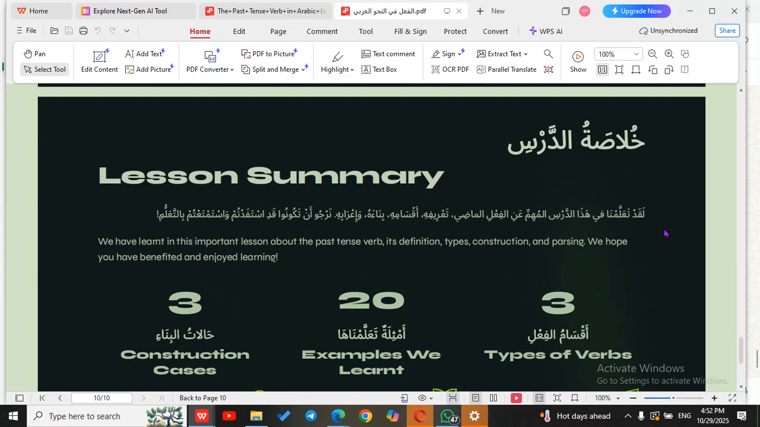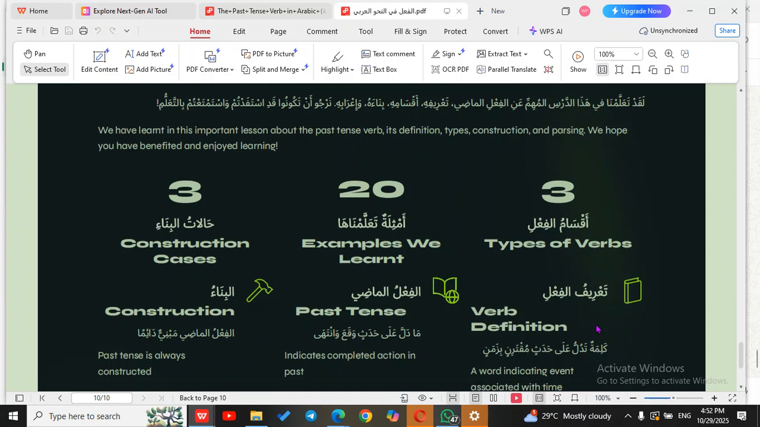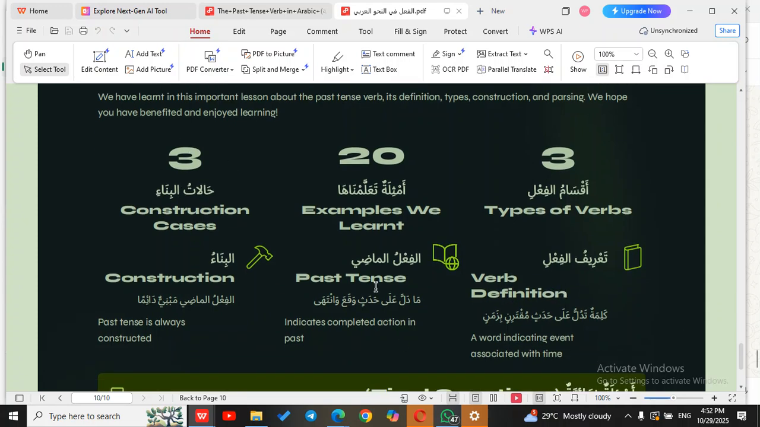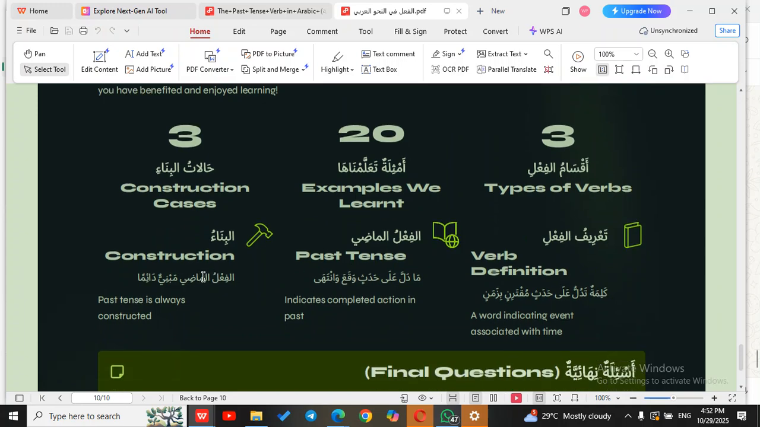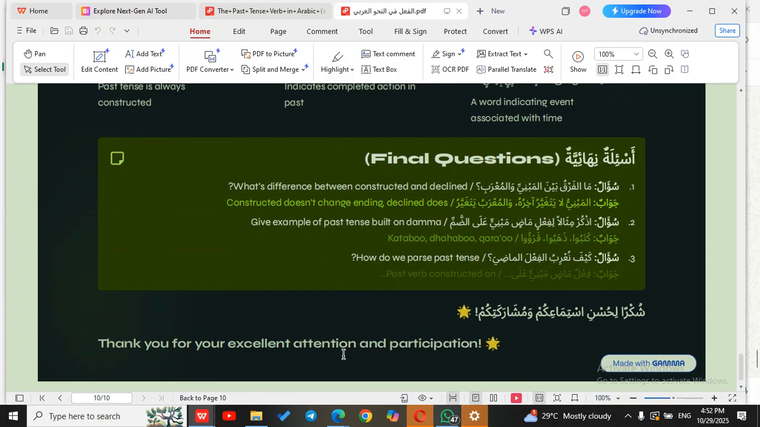We have learned in this important lesson about the past tense verb, its definition, types, construction, and parsing. We hope you have benefited and enjoyed learning. We learned aqsam al-fi'l, the three. We learned amthila, the 20 examples. Anwa' al-bina', the three types. Ta'rif al-fi'l, the definition. We talked about fi'l madi and we discussed the construction. Now, Assalamu alaikum.